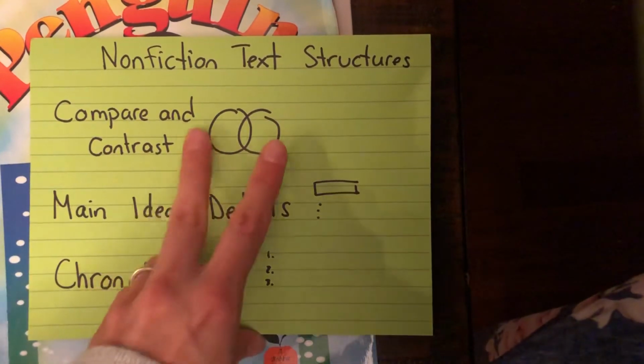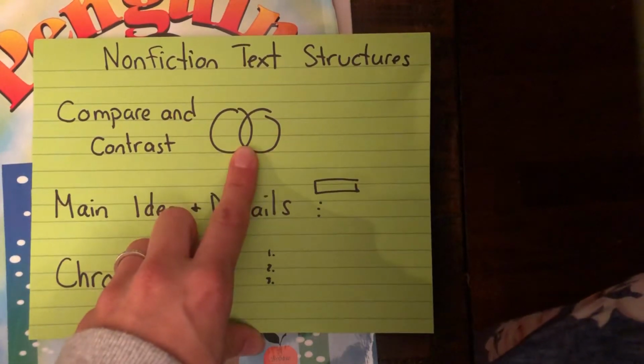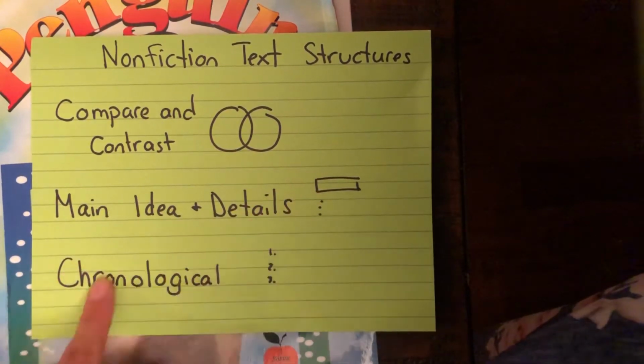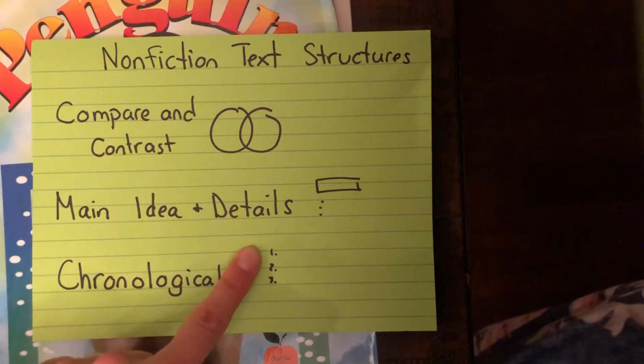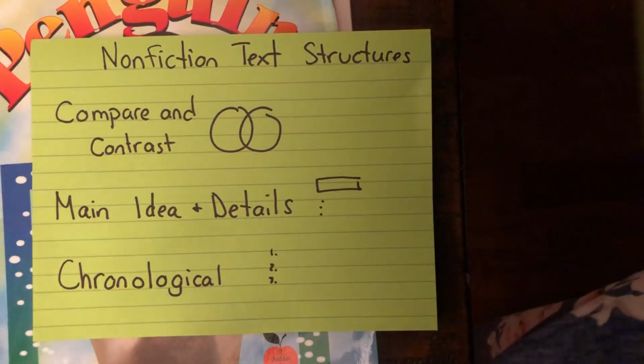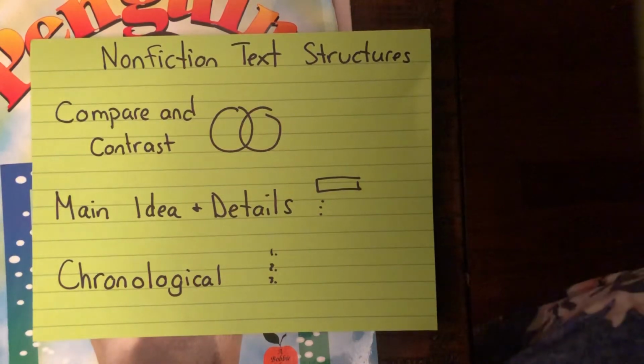So if they're showing two things that are different, but also things that they have in common, just main idea and details. Here's your main idea and your details. Also chronological. Something that's going to be in order, first, second, third. Now, these are just some examples, and you may use different note-taking strategies when note-taking.